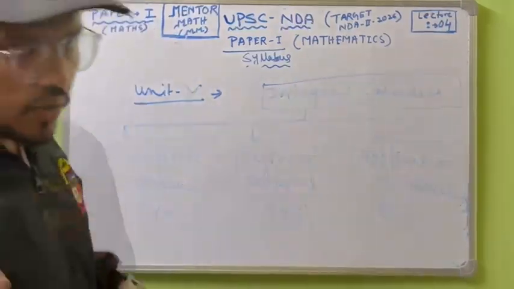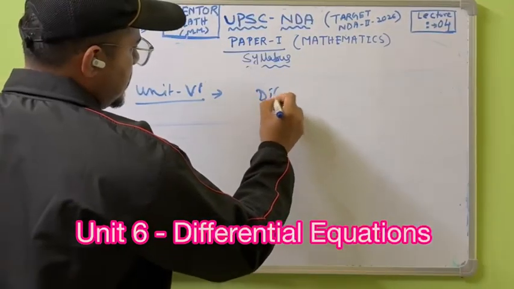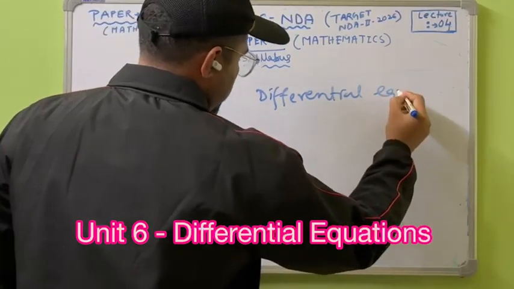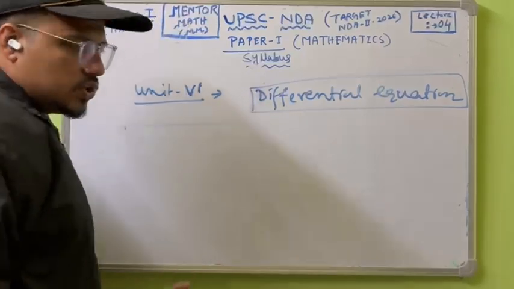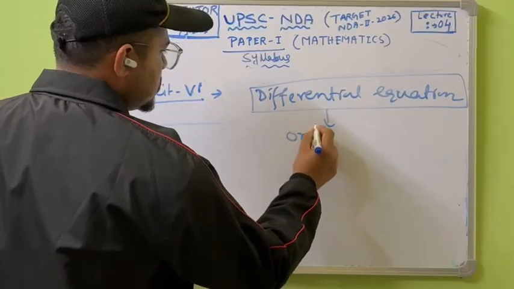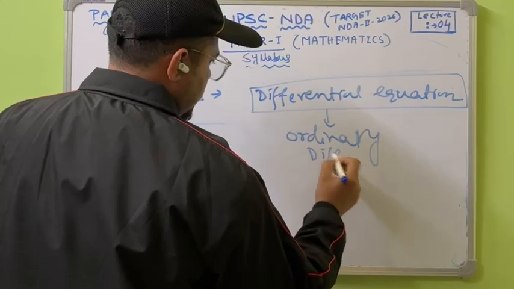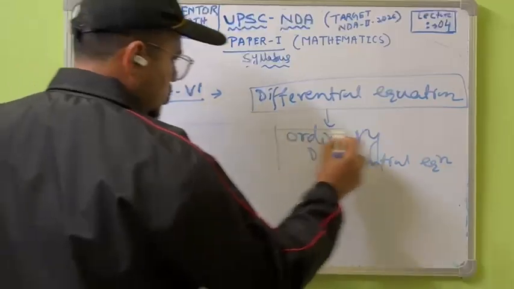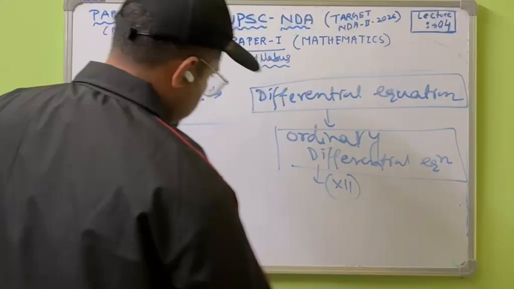Okay, copy please. So now comes to your unit number 6, that is your differential equation. Actually this part contains only ordinary differential equation. Not partial differential equation, you only have to study ordinary differential equation. In your syllabus normally ordinary differential equation. You can write it as order and degree. So we study this in your class 12 CBSE NCERT.